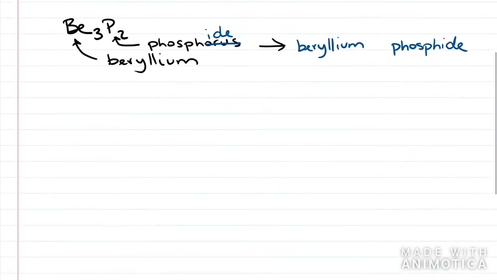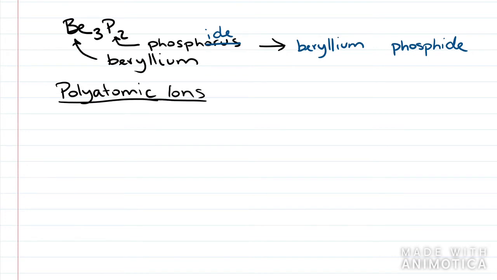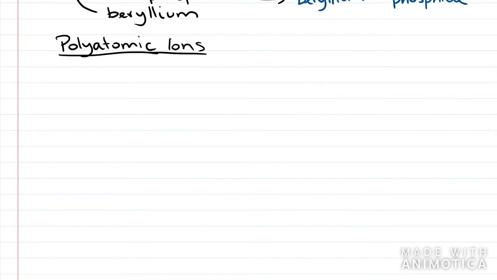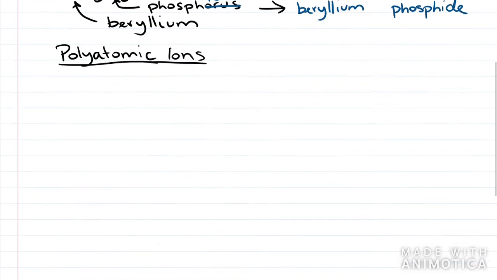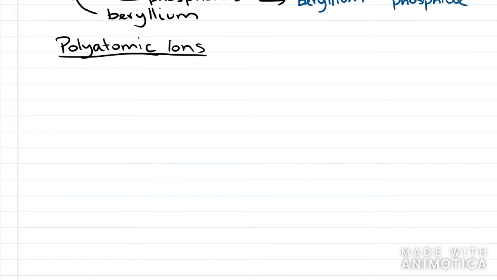Okay, let's kick it up a notch. So let's see if we have polyatomic. So we know we have a polyatomic when we have more than two elements. In the examples above, we had beryllium and phosphide, or phosphorus. Those are the only two things present. In these ones, it's going to be a little different.